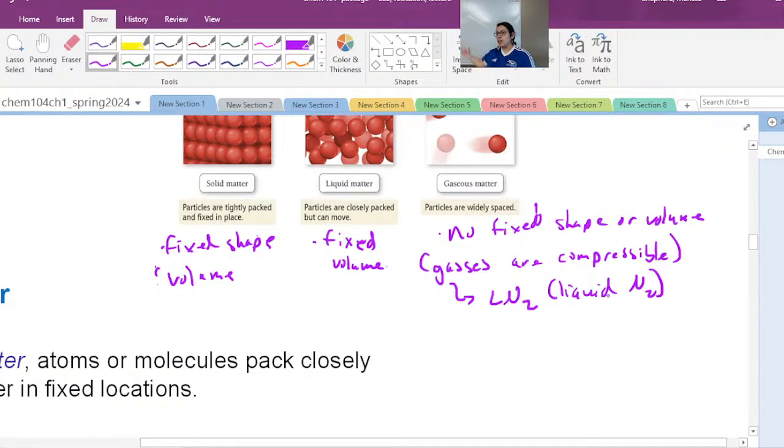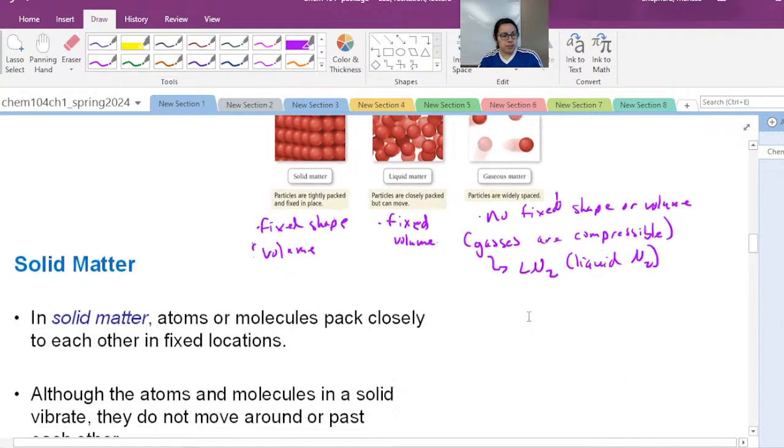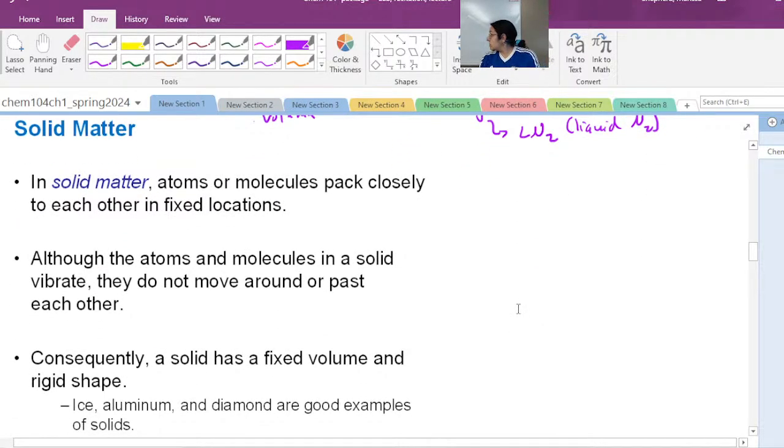So we have nitrogen in the air that we breathe. So our air is like 78% nitrogen or something like that. And then, of course, you can condense it down to a liquid. So compressibility of gases. And so this is just the words that kind of follows.